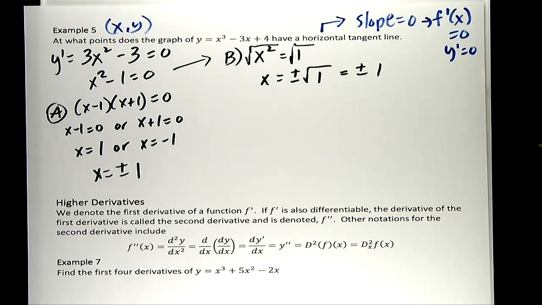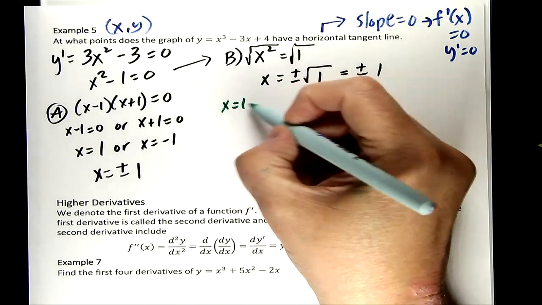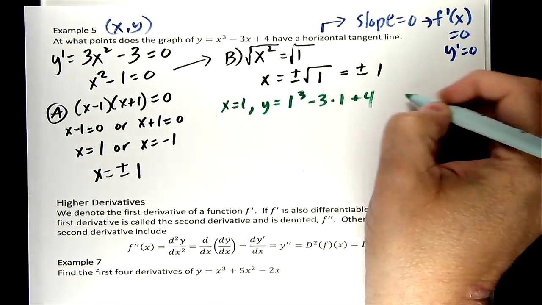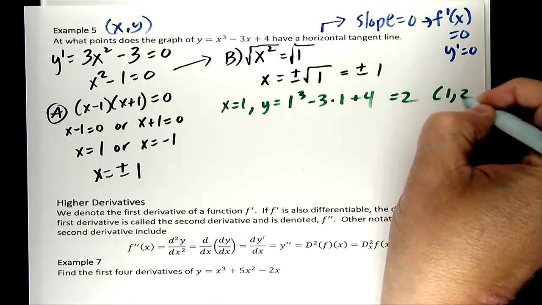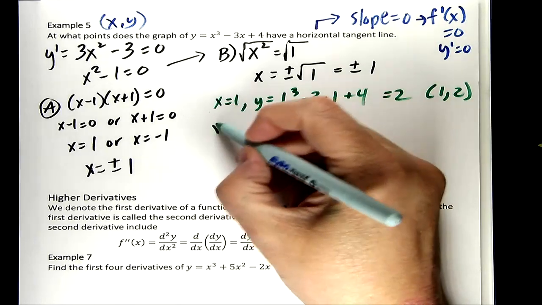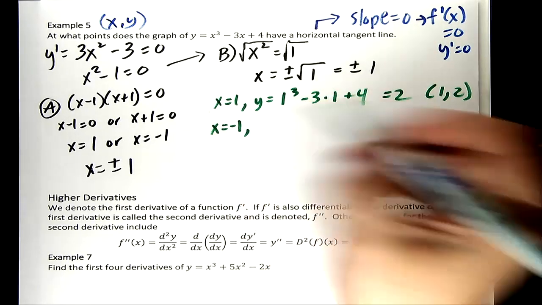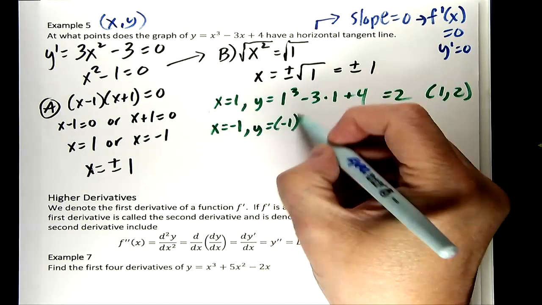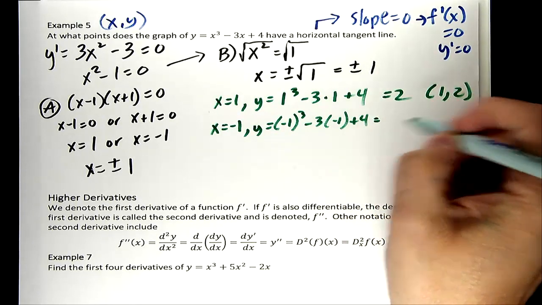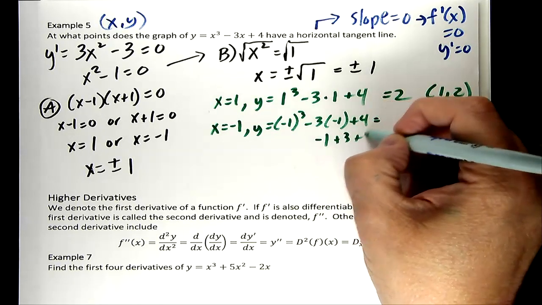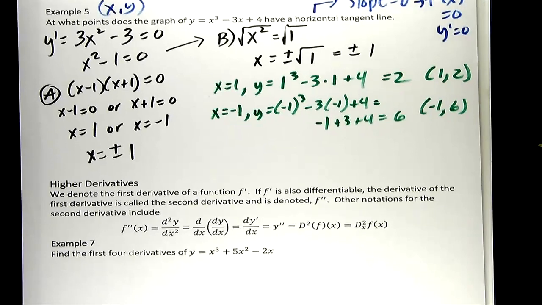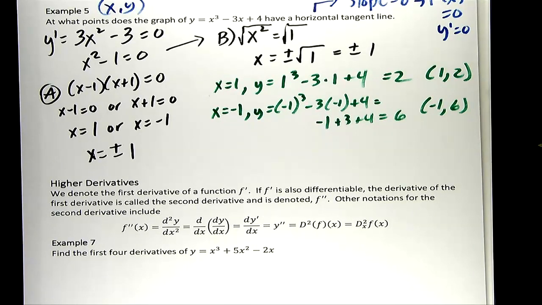Now we can just find the y values by plugging them in. When x equals 1, y equals 1 cubed minus 3 times 1 plus 4, which is 2. So I have the point 1, 2. When I plug in -1, I get -1 cubed minus 3 times -1 plus 4. This is -1 plus 3 plus 4, which is 6. So -1 comma 6. Those are the 2 points where the slope is 0.